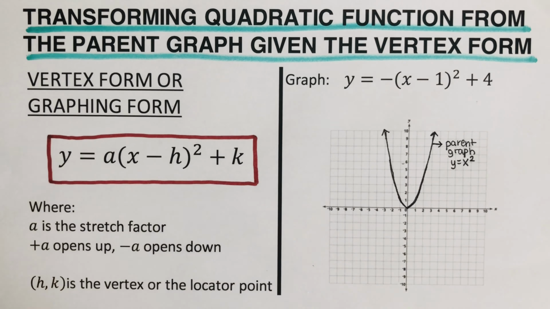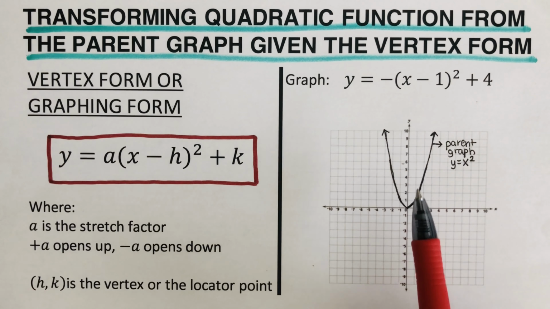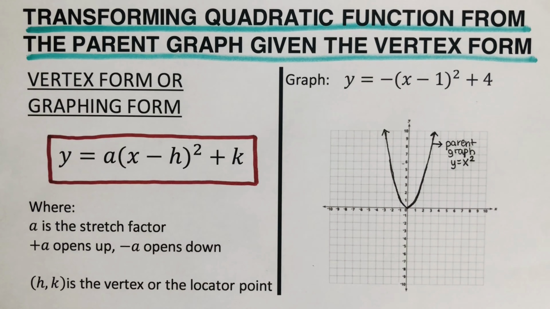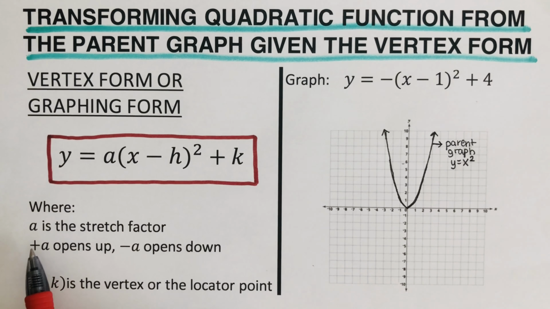So the vertex form or graphing form is the one that we use in order that we can sketch a graph that is similar to the parent graph. So parts of the graphing form or the vertex form, first we have an A. Our A will tell us the stretch factor. It will also tell us when the graph opens up, it's a positive A. When the graph opens down, it's a negative A. The H and the K here is the vertex or the locator points.